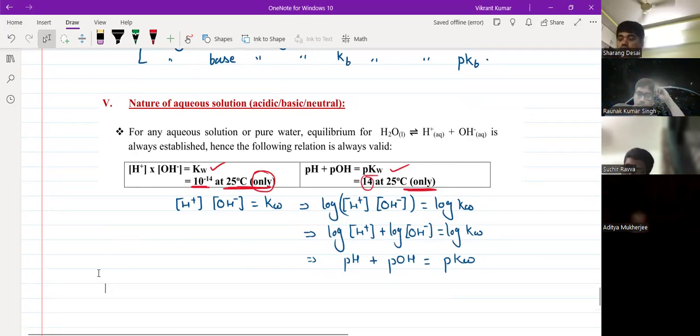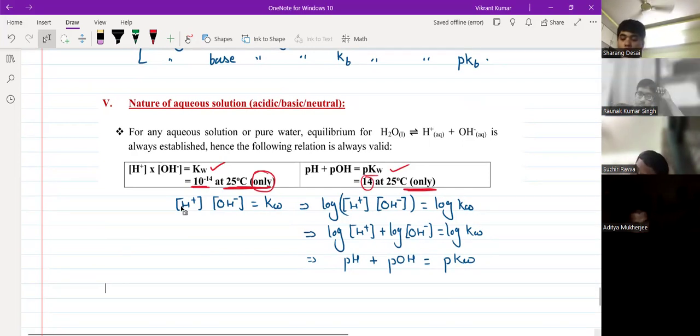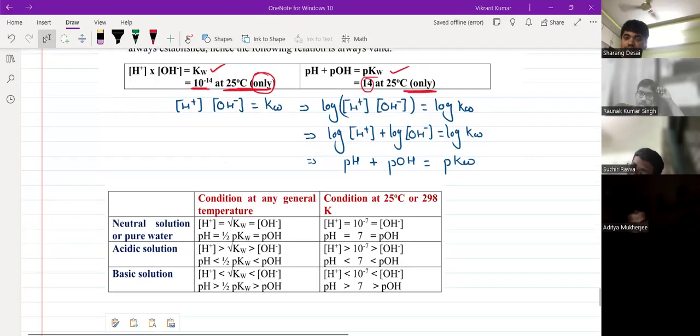The basis is, like I told you, that only if H plus is more than OH minus, we'll call it an acidic solution. If H plus is less than OH minus, we'll call it a basic solution. And if both of them are the same, then we'll call it a neutral solution. Any doubt?